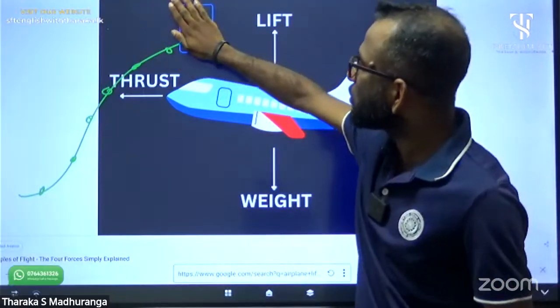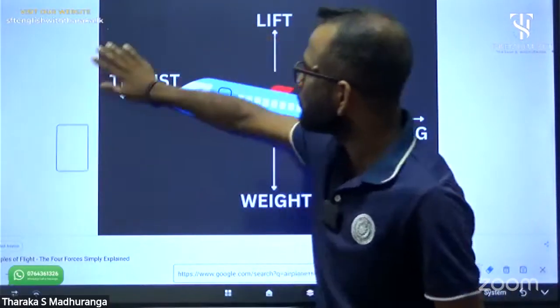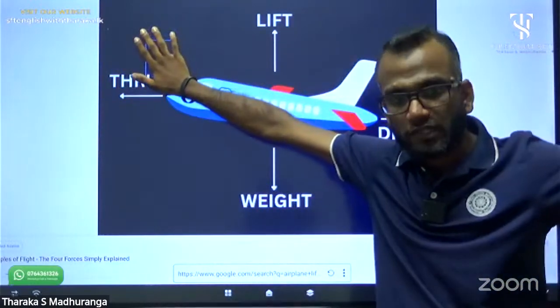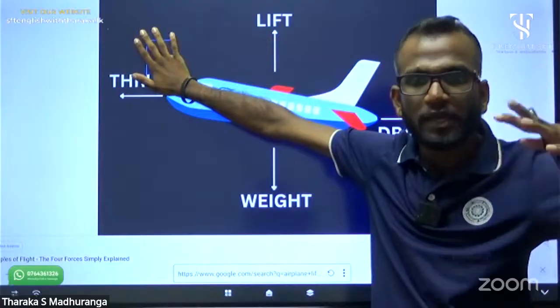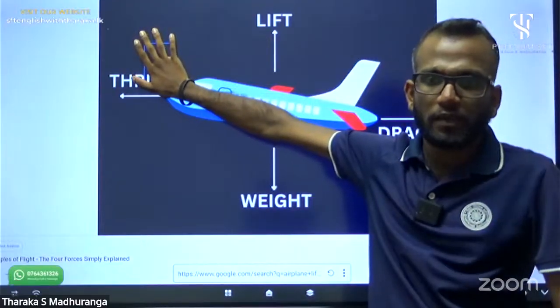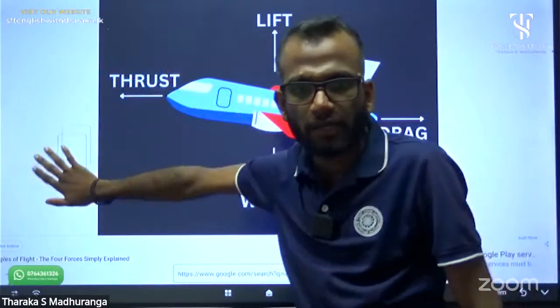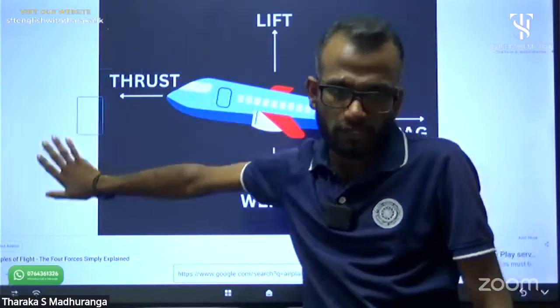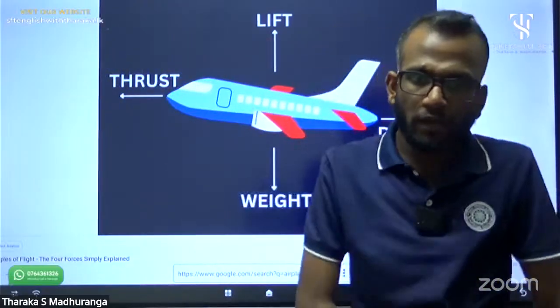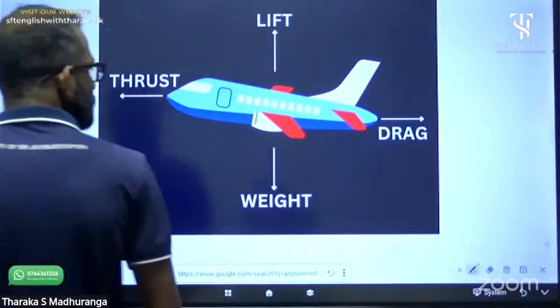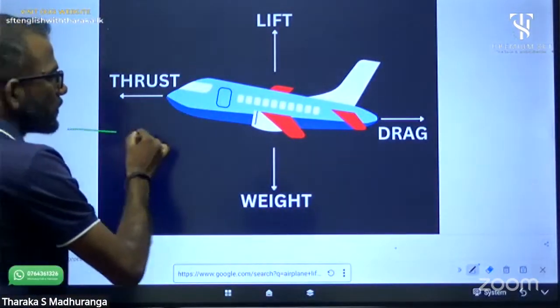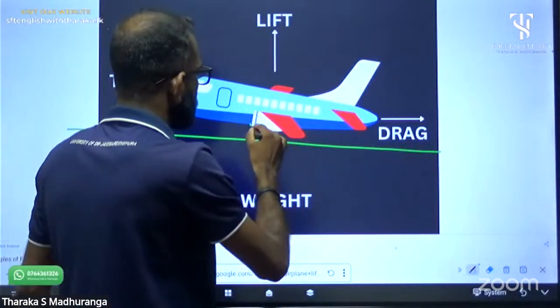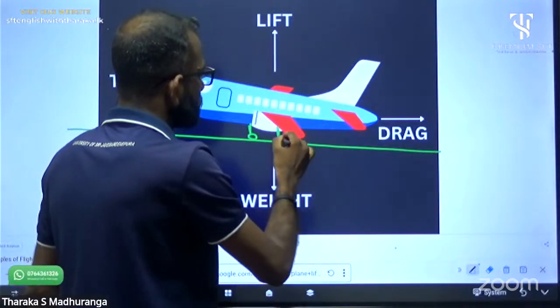According to Bernoulli's theorem, I proved and explained that if any fluid has high velocity, it becomes a low pressure region. Now, what happened? Think this is ground level, right? It has wheels.